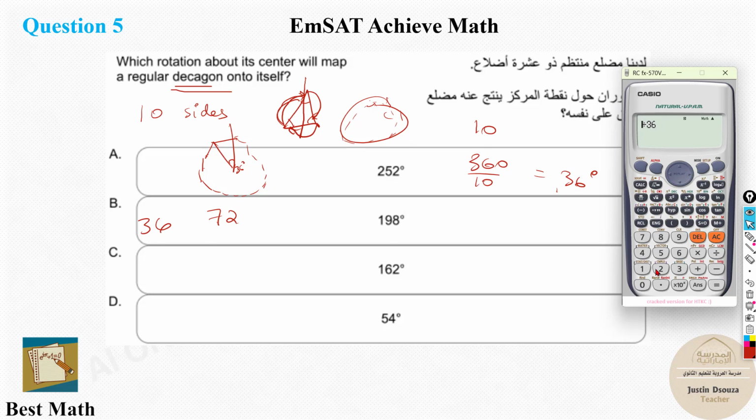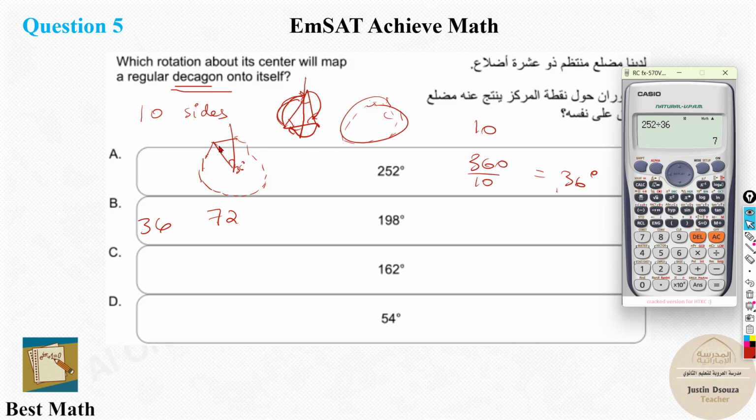So let me do 162. Is it correct? No. Again, no. So let me do 198. No, I'm getting a decimal now. Then this is the correct answer, 252. Yes, 7. So that means 252 is a multiple of 36.